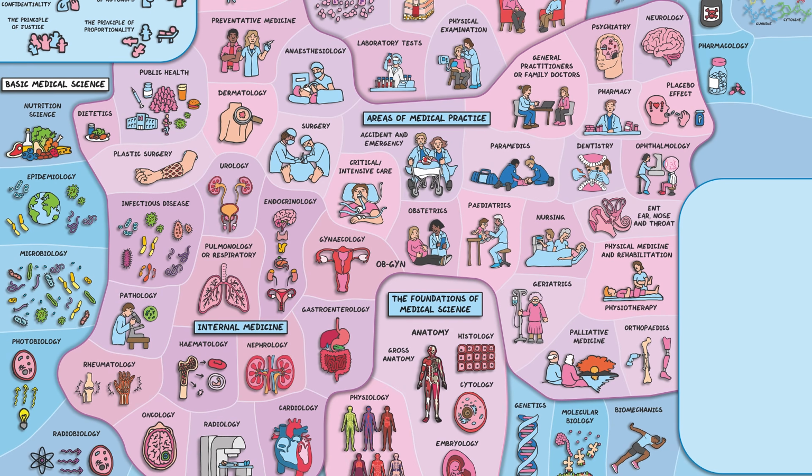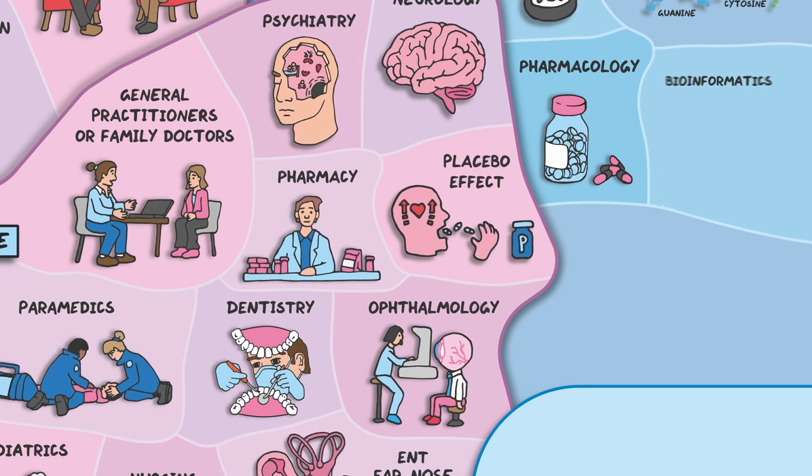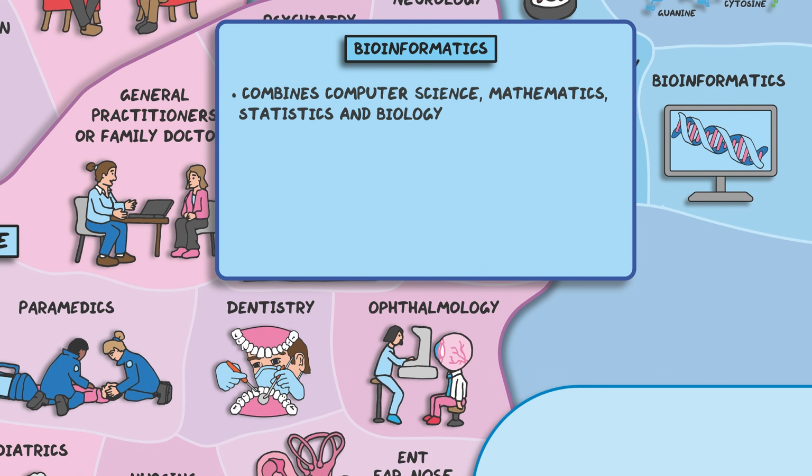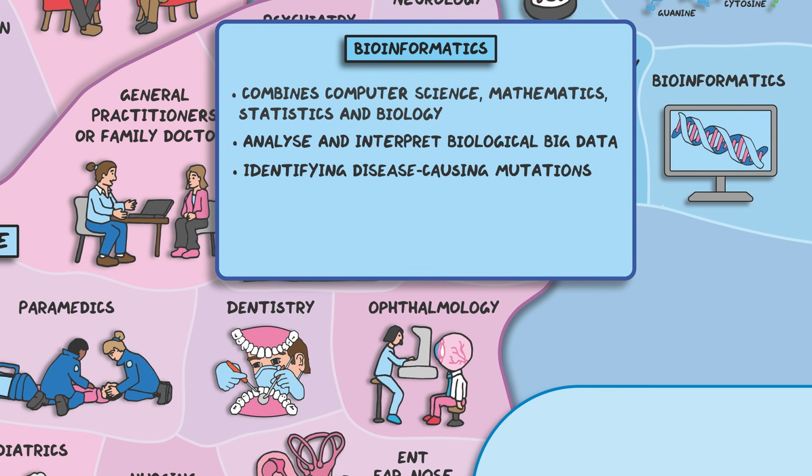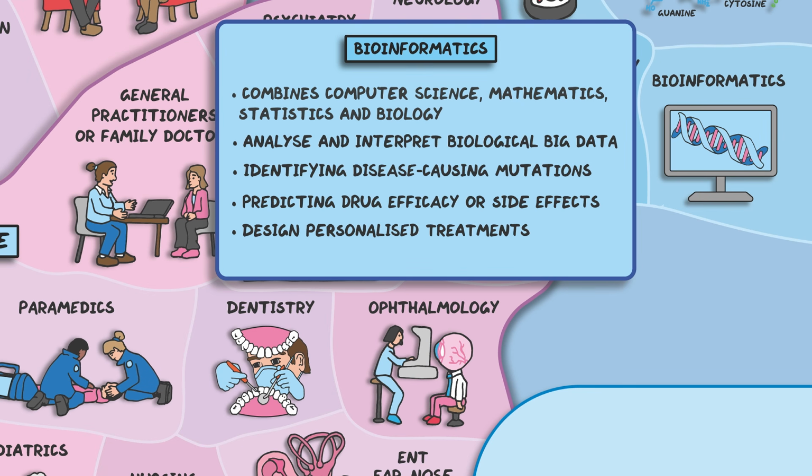So those are all the areas of medical practice, but in the last section of the video I want to focus on how we know that a drug or treatment will actually work. It's all about data. First we have the field of bioinformatics, which combines computer science, mathematics, statistics and biology to analyse and interpret biological data, particularly large-scale data generated by high-throughput technologies like genome sequencing projects, as well as other molecular biology experiments. It's got many applications in biomedicine, such as identifying disease-causing mutations or predicting drug efficacy and side effects, and also designing personalised treatments.